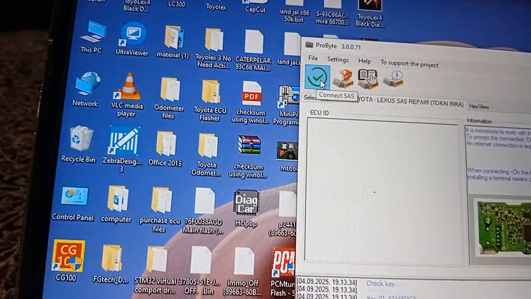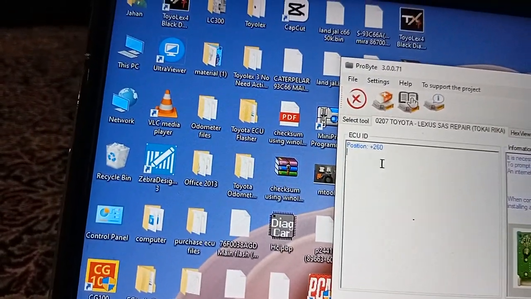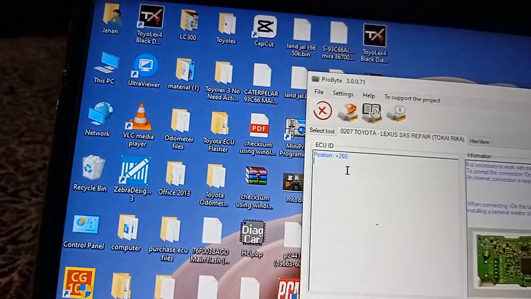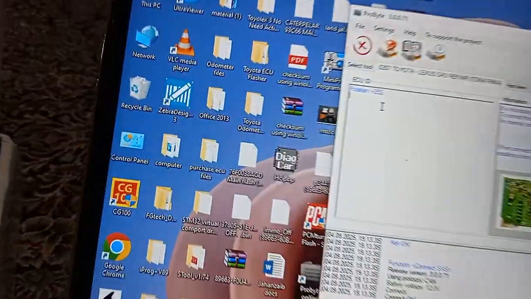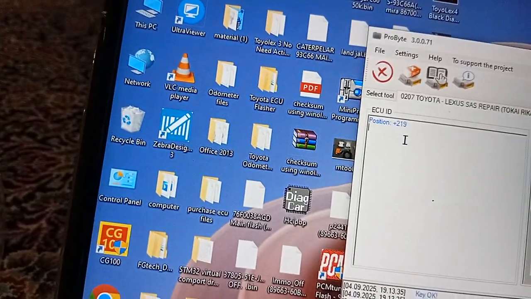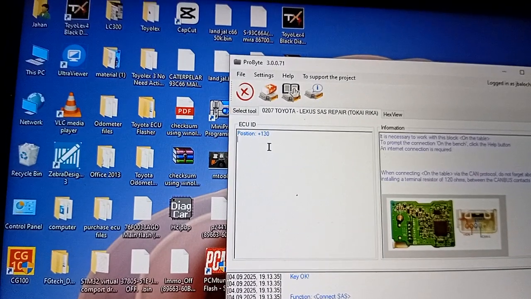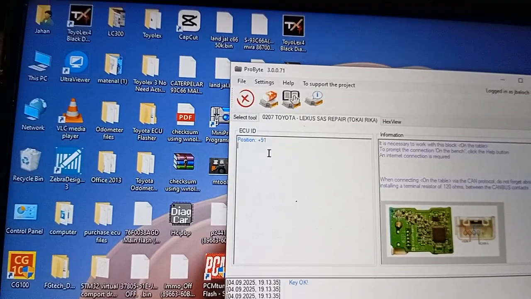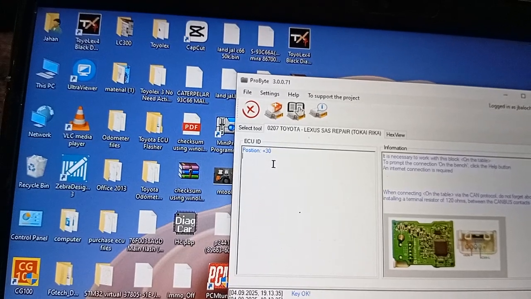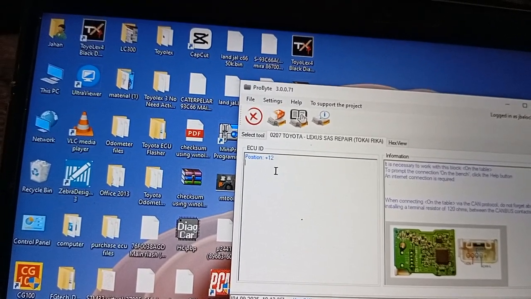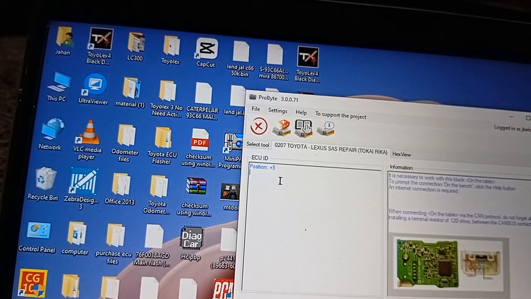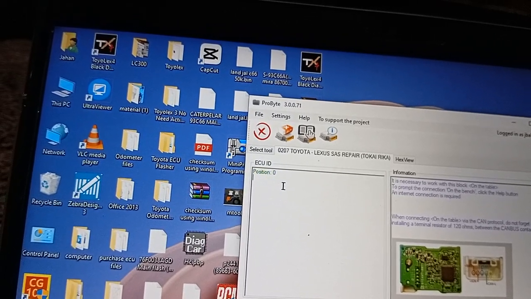Now connect it again. You can see the position plus 260. Now I'm moving it. You can see the crash data is gone. Now SAS is okay. Yes, you can see. Yes, this is the position of zero position here.